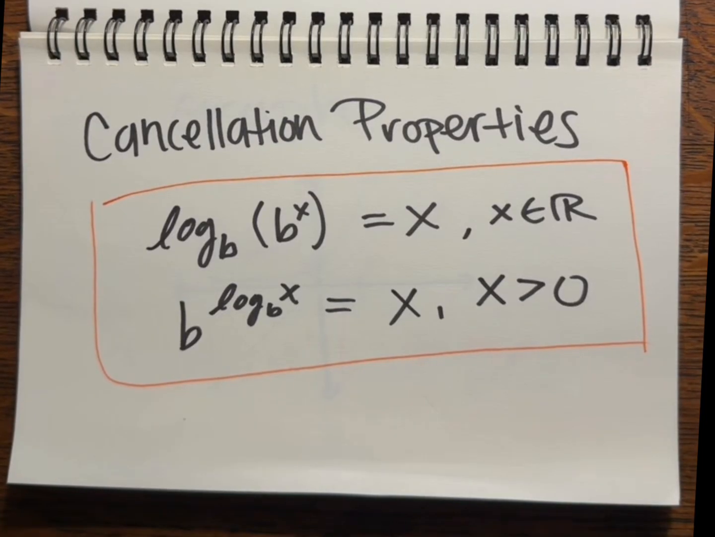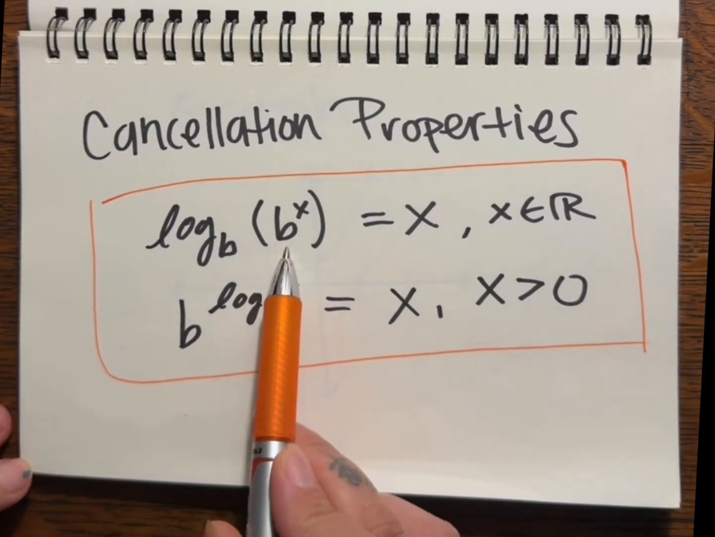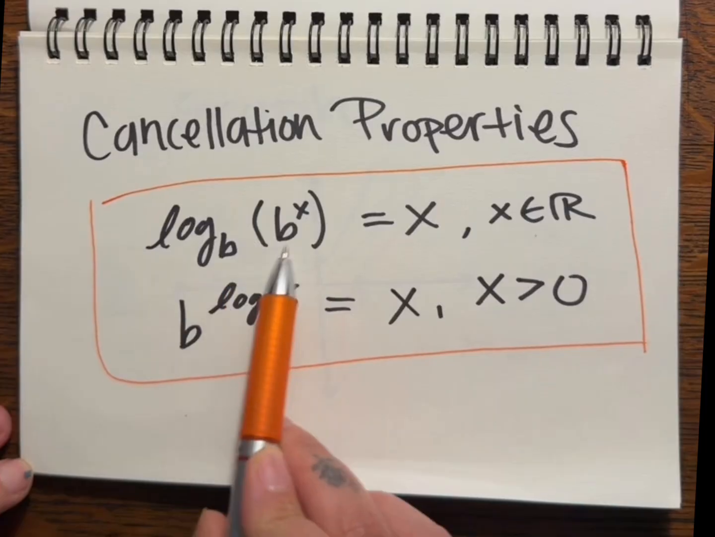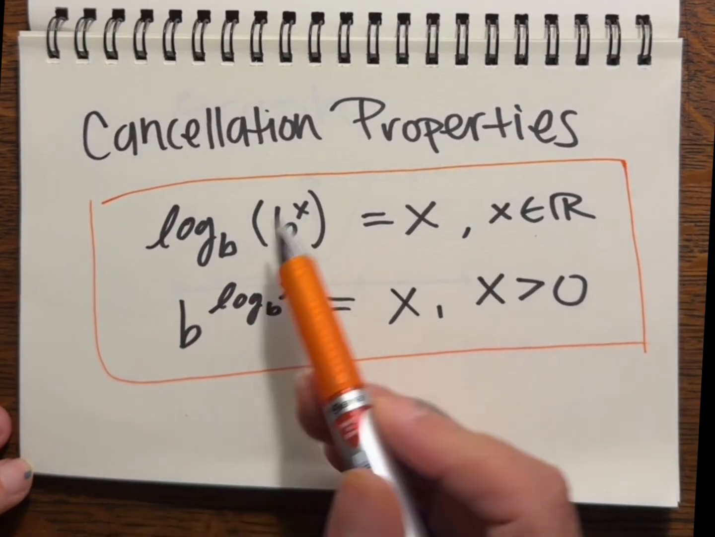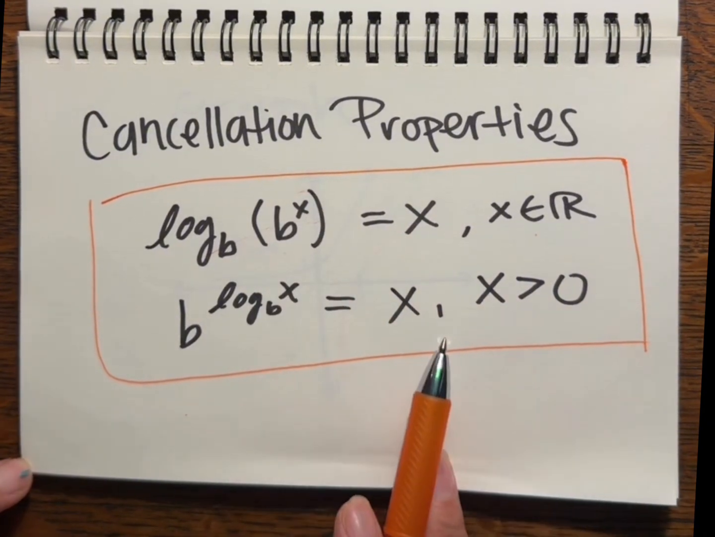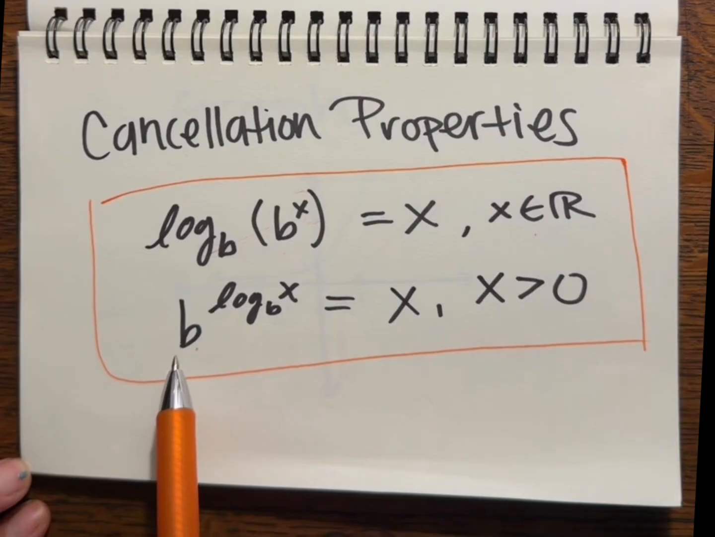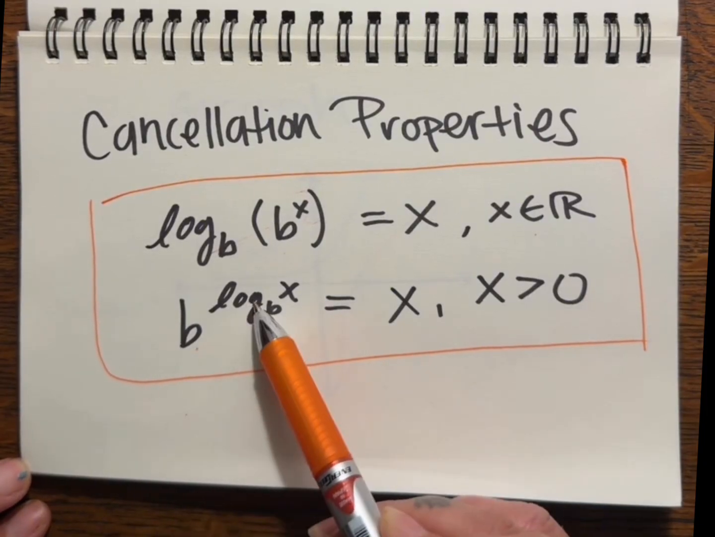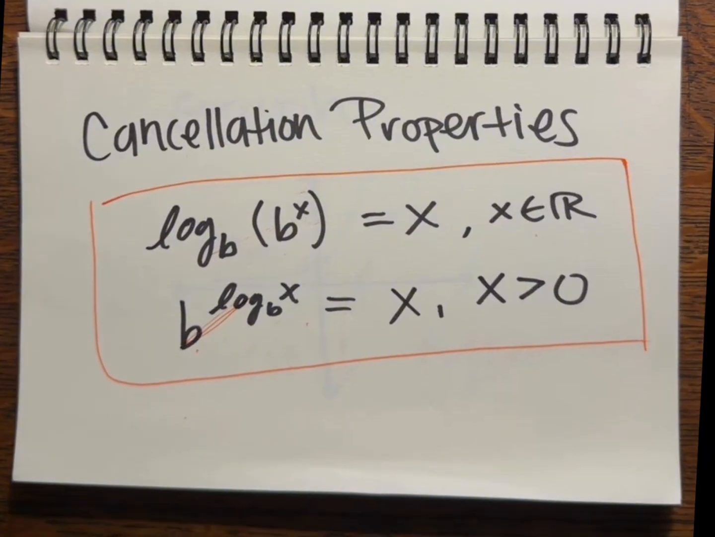And here are some cancellation properties that are shown in the book. If you have b to the power of x equal to something and you want to cancel out that b, you could apply log b, and this will cancel and you would be left with just the x. Another cancellation property is when you have b raised to log b of x with the same base, they cancel and you get x.